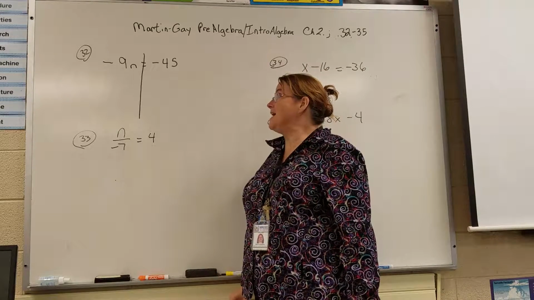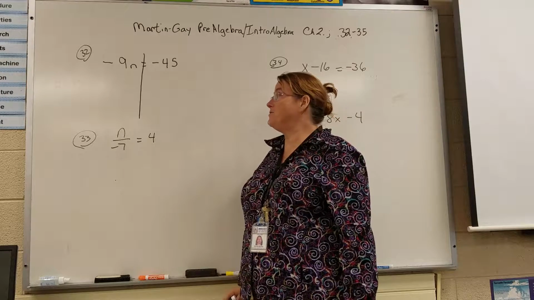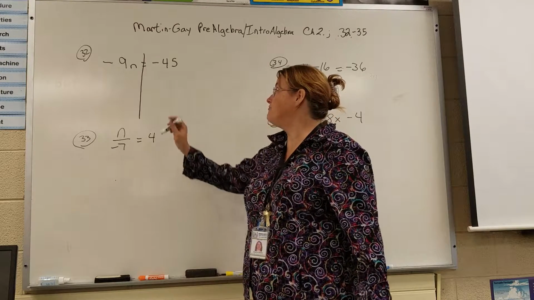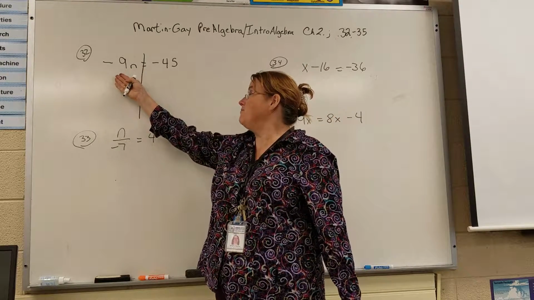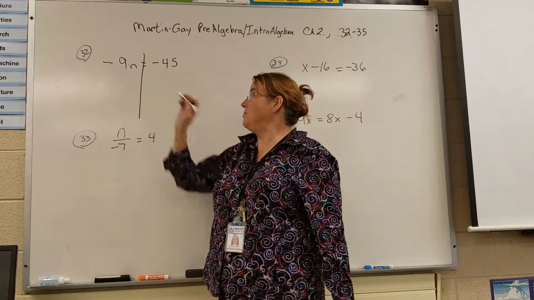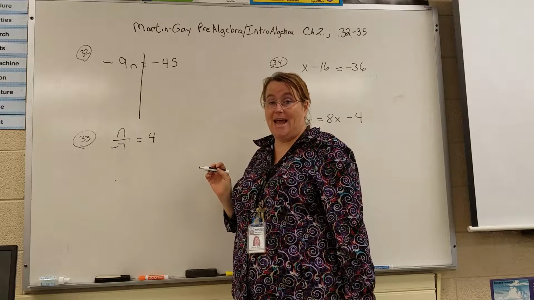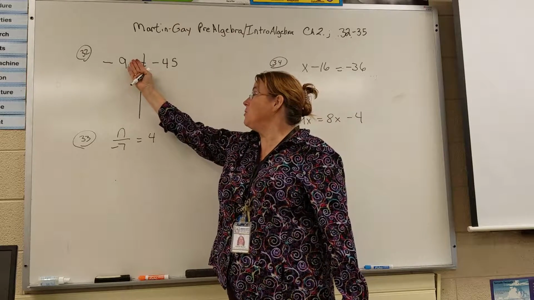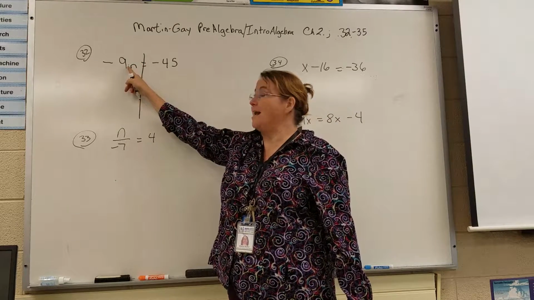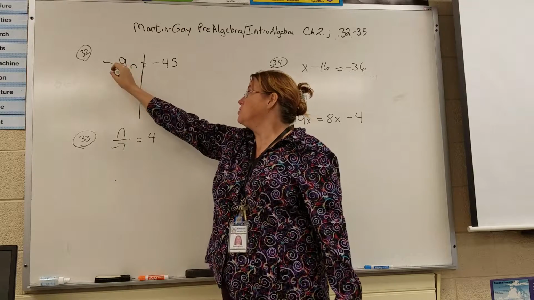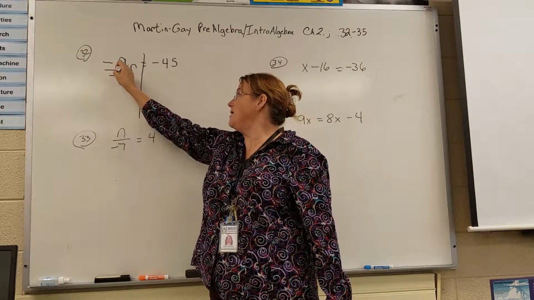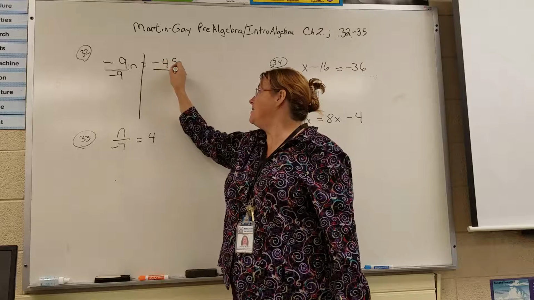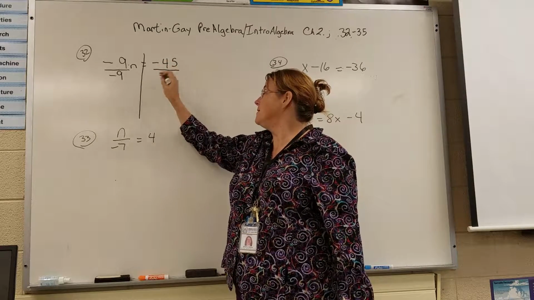Minus 9 times n equals negative 45. The goal here is to solve for n. We must get rid of what is attached, and we do it by doing the opposite of how it's attached to the other side. So we want to keep n, so we want to get rid of negative 9, but it's attached with multiplication. So we are going to divide this side by negative 9, and we're going to divide this side by negative 9.